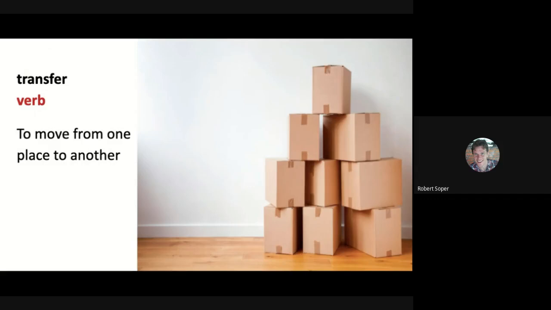Transfer is also used in other ways. Another common way is in football. So in football, we have football transfers. And that's a way of saying that one player has moved from one team to another team. So I could say something like, Cristiano Ronaldo transferred from Real Madrid to Juventus. In other words, he moved from Real Madrid to Juventus. Try and put this word transfer in your own sentence.